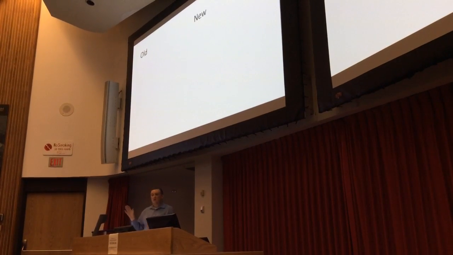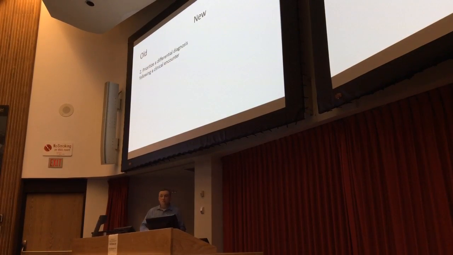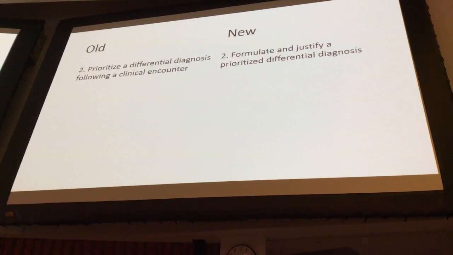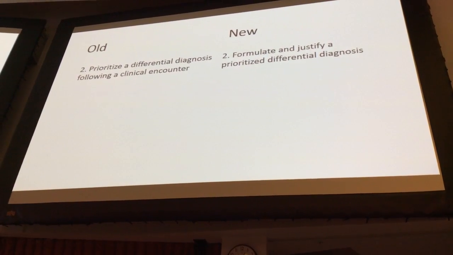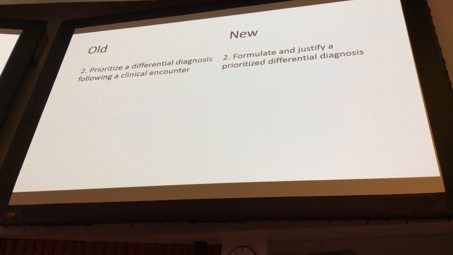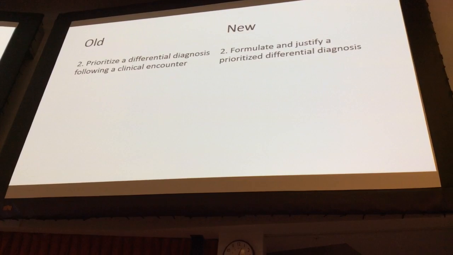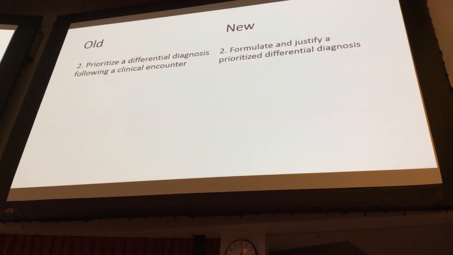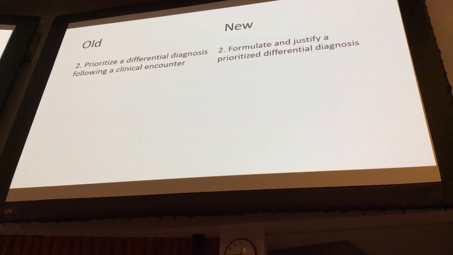So I'm just going to quickly show a couple here. EPA 2 used to be prioritize differential diagnosis. Now it is formulate and justify a prioritized differential diagnosis. I think the new language is actually what we always wanted clerks to do, and probably what we were assessing them on anyway. But it's just a small change.